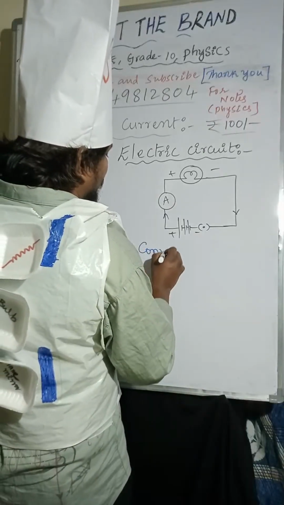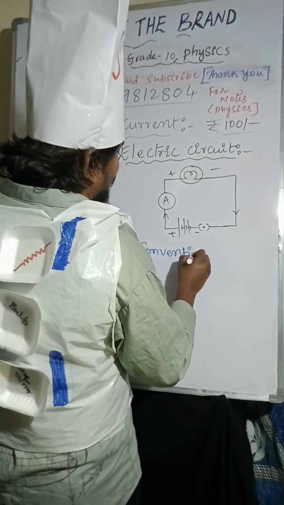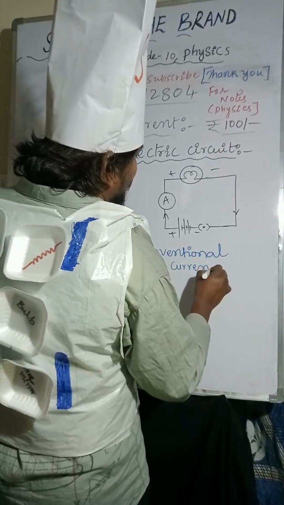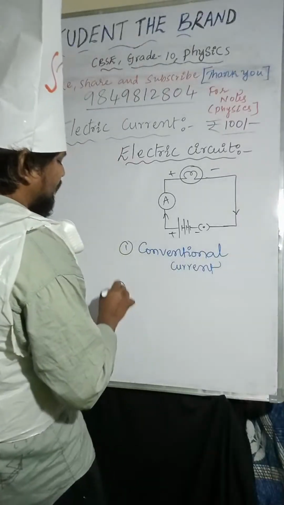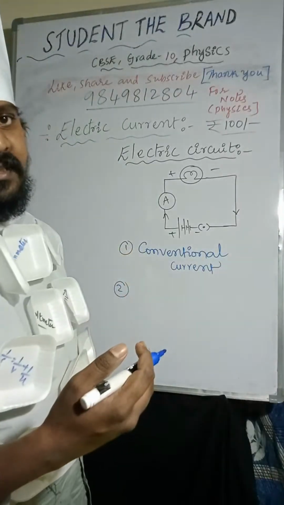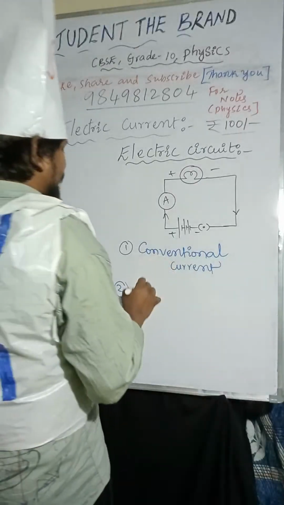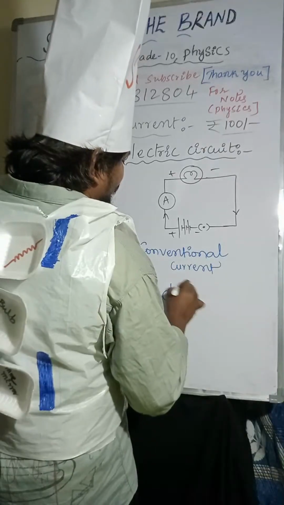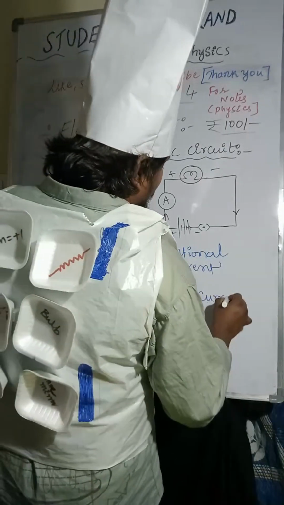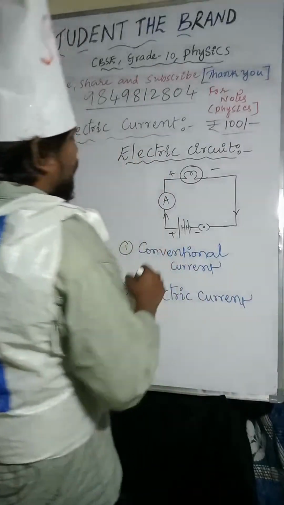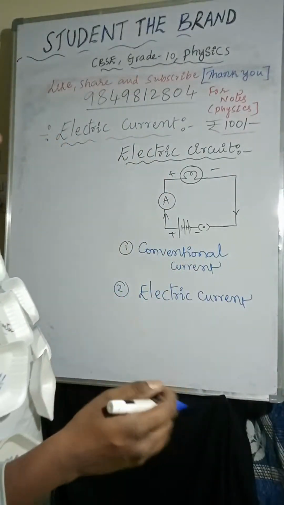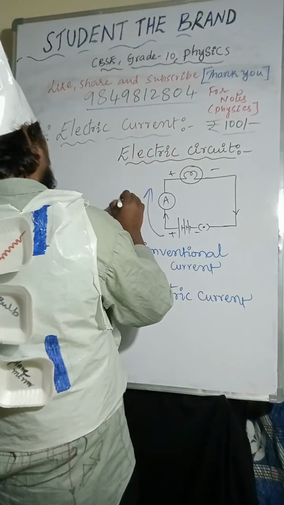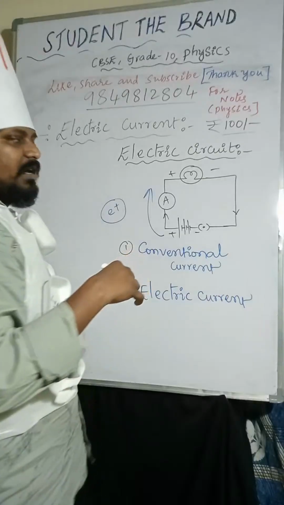So conventional current. What is conventional current? Conventional current is nothing but the flow of positive charges. Next one, electric current. So positive charges are moving. That is about conventional current.